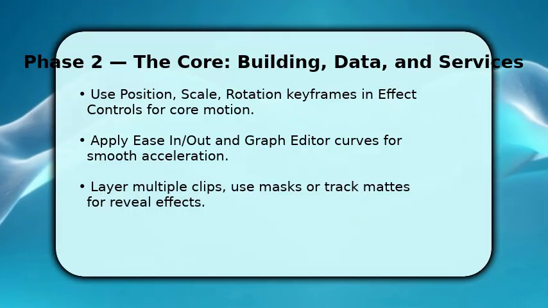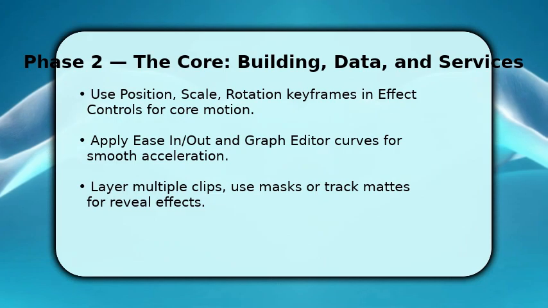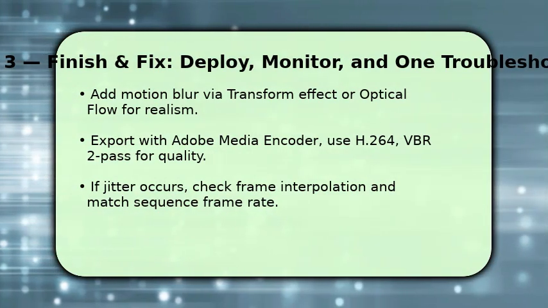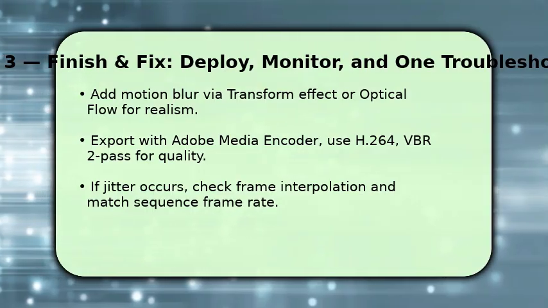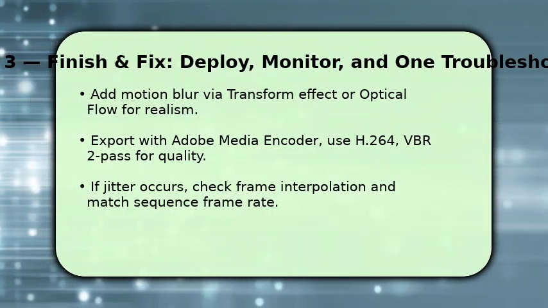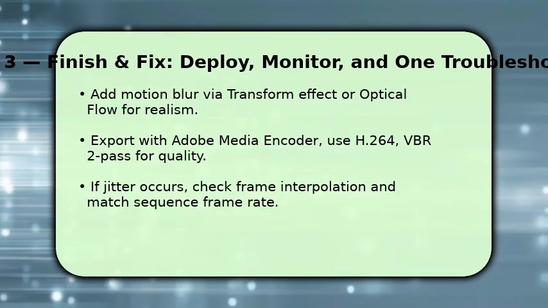Finish by refining. Add a transform effect to apply motion blur and check that anchor points are correctly centered so rotation looks right. Once satisfied, queue to Adobe Media Encoder and export as H.264 with VBR 2 pass for sharpness and reasonable file size.